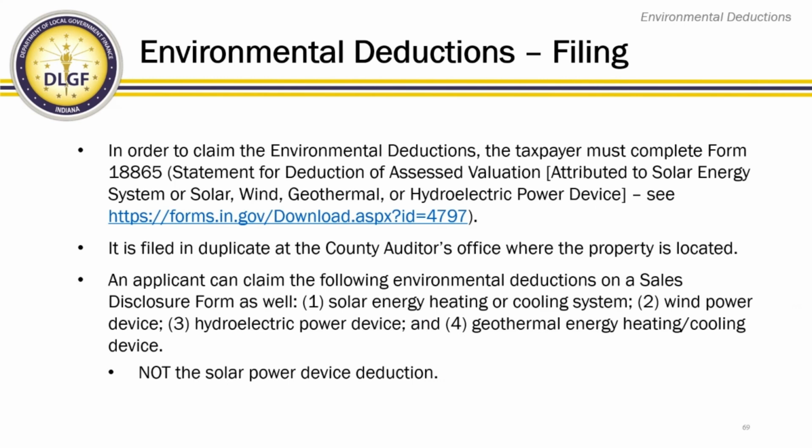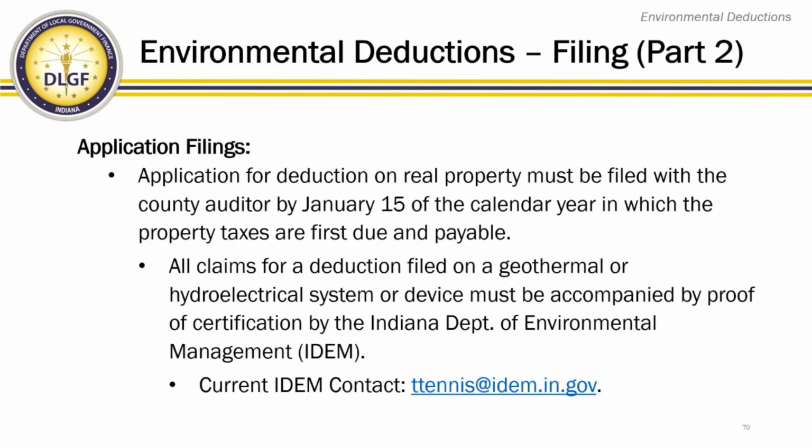As I referenced earlier, there are a couple of the environmental deductions, the majority of them actually, that can be claimed on the sales disclosure form. However, it does not include the solar power device deduction. That has to be claimed on the form itself and cannot be claimed on the sales disclosure. So the filings for any of the environmental deductions have to be filed with the county auditor by January 15th of the calendar year in which the property taxes are first due and payable.